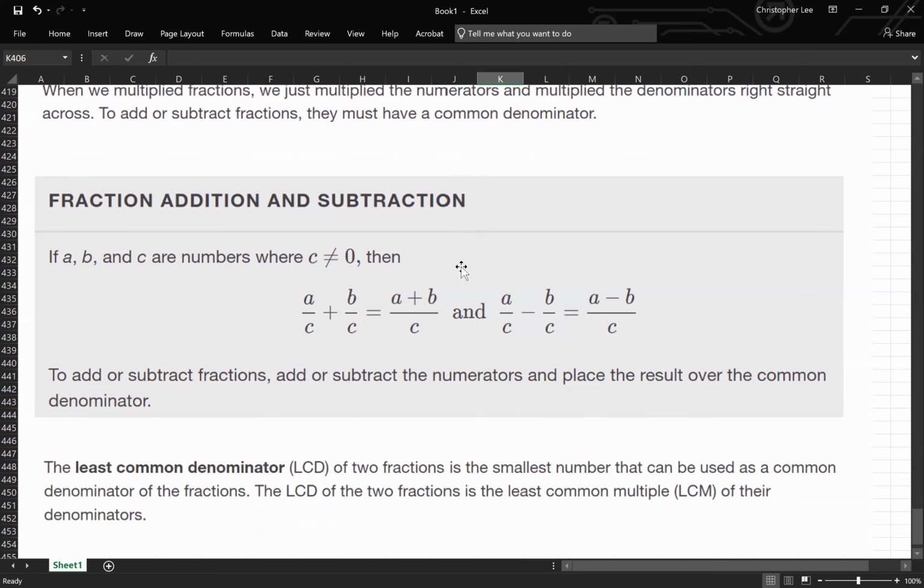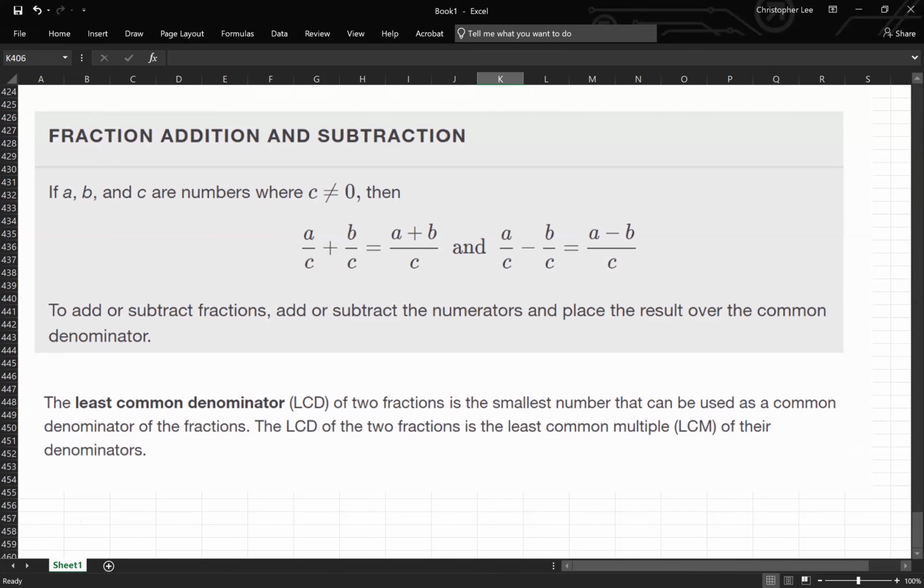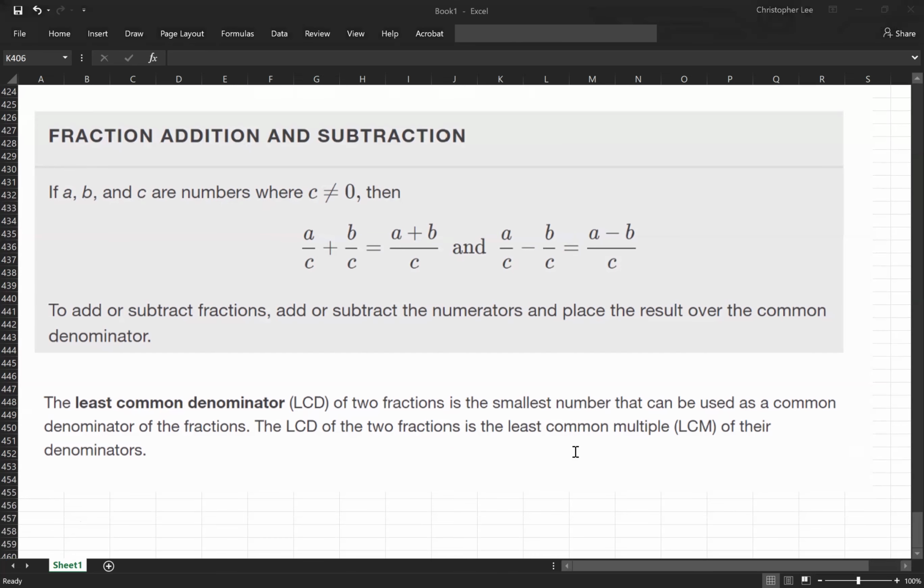So the least common denominator, LCD, of two fractions is the smallest number that can be used as a common denominator of the fractions. The LCD of two fractions is the least common multiple, LCM, of their denominators. In English, I got you. Let me get an example out. You'll see.